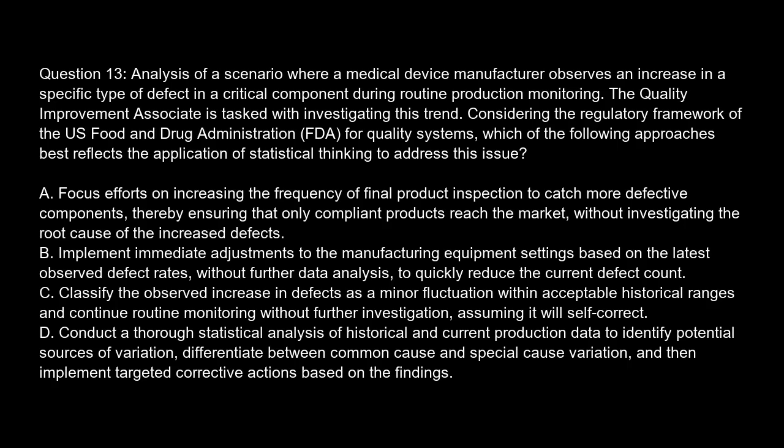Option C. Classify the observed increase in defects as a minor fluctuation within acceptable historical ranges and continue routine monitoring without further investigation, assuming it will self-correct. Option D. Conduct a thorough statistical analysis of historical and current production data to identify potential sources of variation, differentiate between common cause and special cause variation, and then implement targeted corrective actions based on the findings.